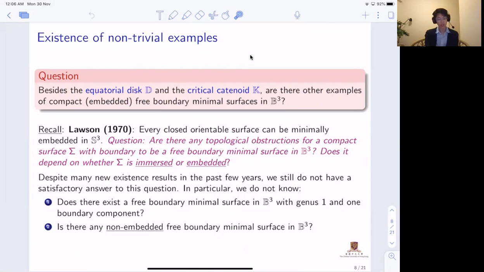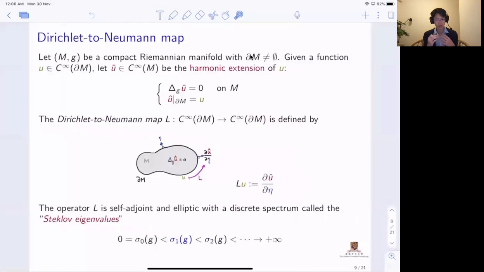So how do we construct examples? The first examples were given by considering an extremal eigenvalue problem for the Steklov eigenvalues. So let me briefly talk about what the Steklov eigenvalues are. This has something to do with the Dirichlet-to-Neumann map, which can actually be defined on a general compact Riemannian manifold with boundary.